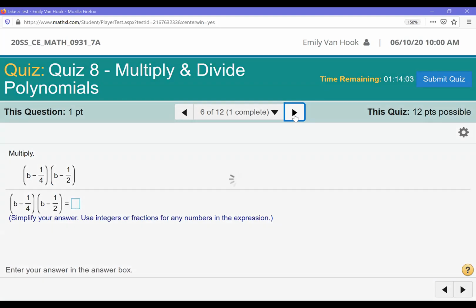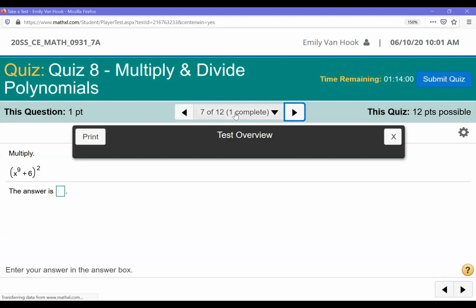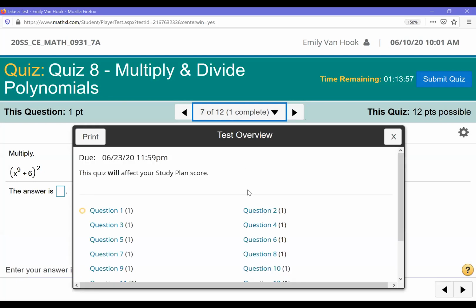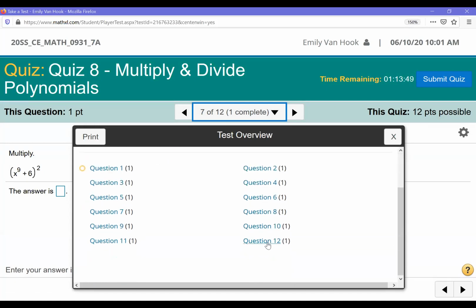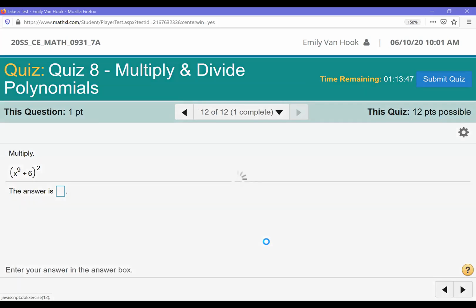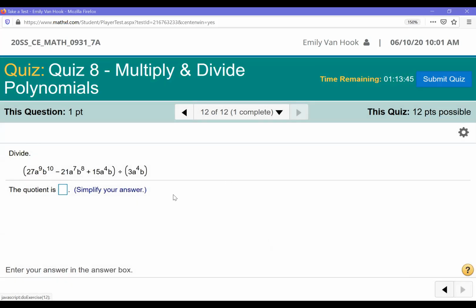And that's going to be near the end. And maybe I'm getting tired of clicking this arrow key. So here's what I can do. Test overview. See how it shows me I've already answered question 1. That's what the little yellow circle means, but I haven't answered anything else. Maybe I want to start at the end. You can go out of order, that's fine. Here's number 12.